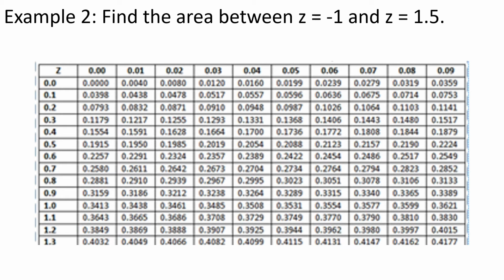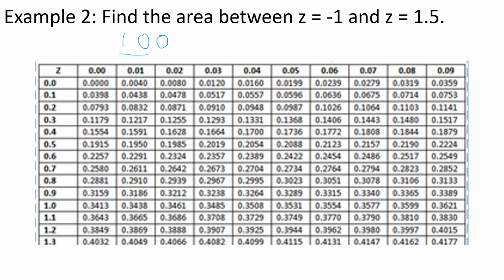So this is the z-table. First, we need to find the area from -1 to 0. Because again, the z-table gives us the area from 0 to a number to its right. So we cannot find the area from -1 to 1.5 directly, like what we've explained earlier. So let's find the area from -1 to 0 from this table, and that is equivalent to the area from 0 to +1. So +1 can be expressed in terms of 3 digits, and that is 1.00.